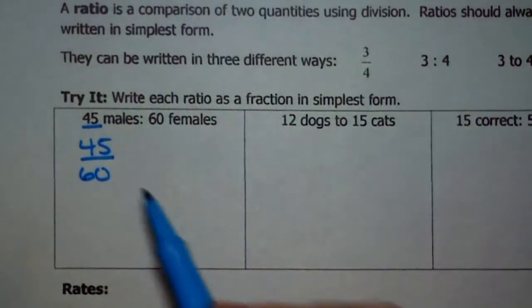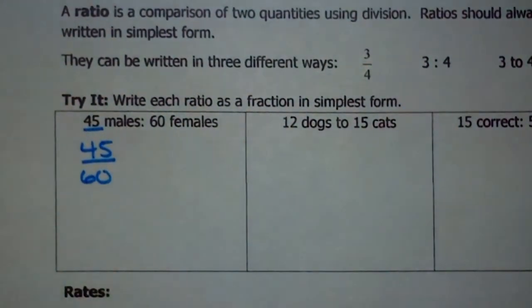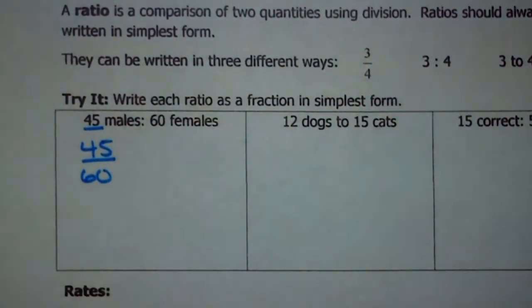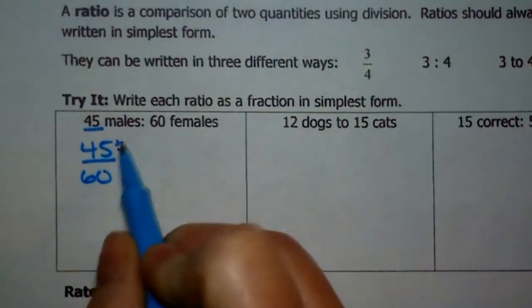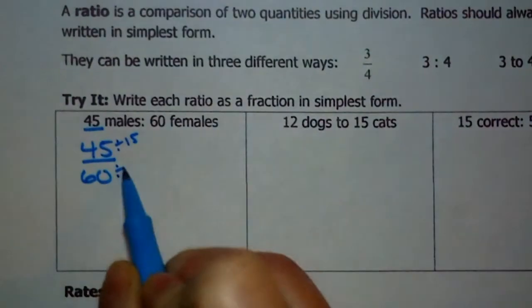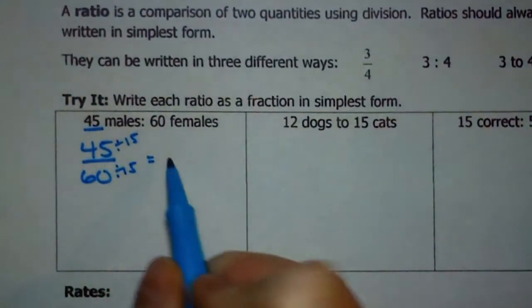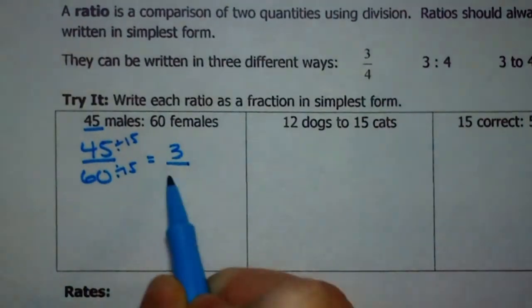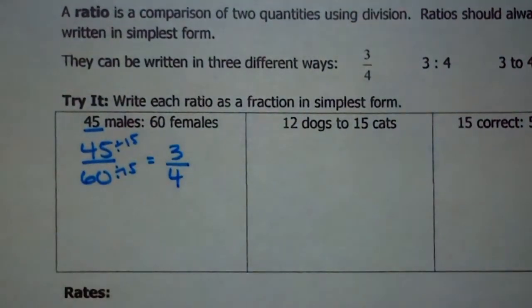All right, to write this in simplest form, I have to look at what is the largest number that divides evenly into 45 and 60. I know that 5 goes into both, but 15 is actually the largest. So to simplify this, we're going to divide both the top and bottom by 15. 45 divided by 15 would give you 3. 60 divided by 15 would give you 4. So one down, right? That's simplest form of males to females.